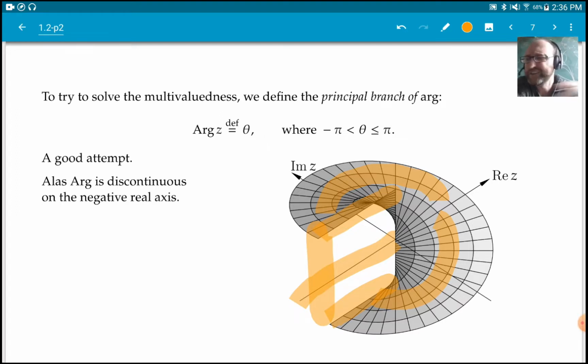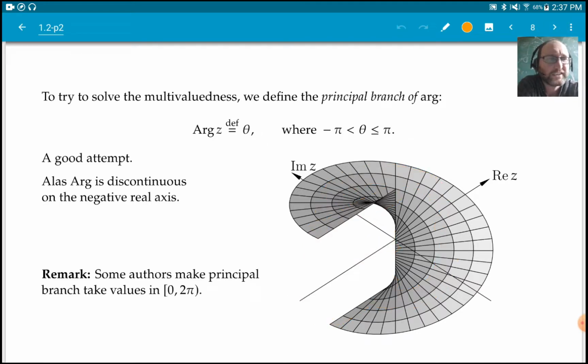So it's not actually as good as you would hope, and a lot of times it's better to think of the multivalued argument than the principal branch. Although the principal branch is something that, for example, if you have a computer program that has the argument function, it's probably going to be the principal branch that it's giving you. It could give you any other possible argument, but a computer needs to give you one number, so it has to pick one.